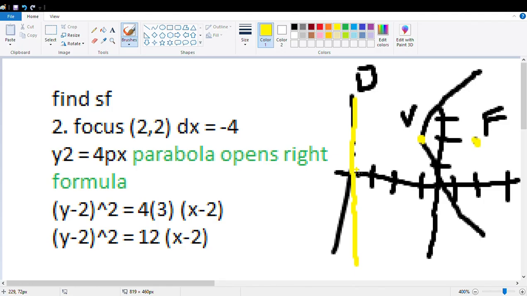Number 2. So, here we have to find our standard form. Our given focus is (2, 2). Directrix is negative 4. My tip, class, is always graph first. So, focus: positive 2 on x and positive 2 on y. Therefore, we have our focus here, then our directrix is in here, in line.